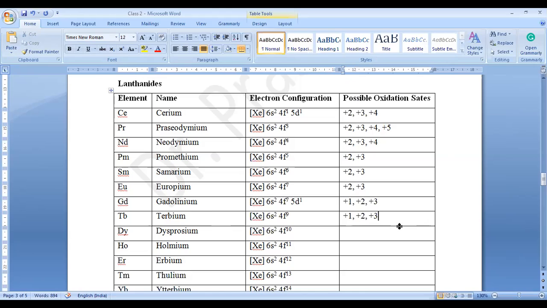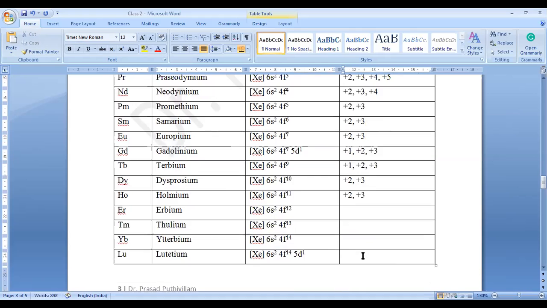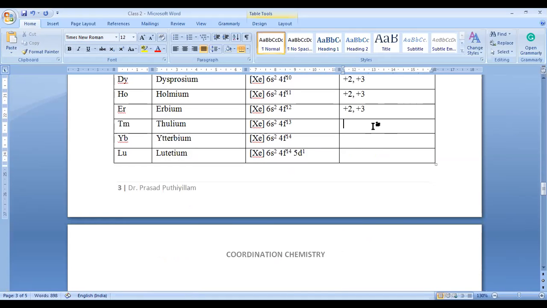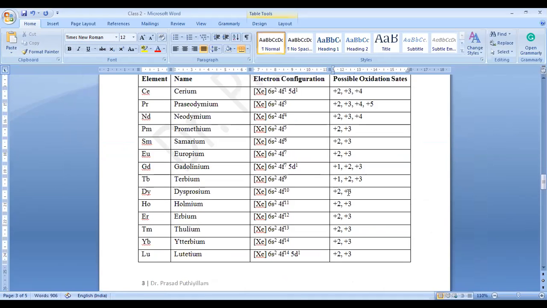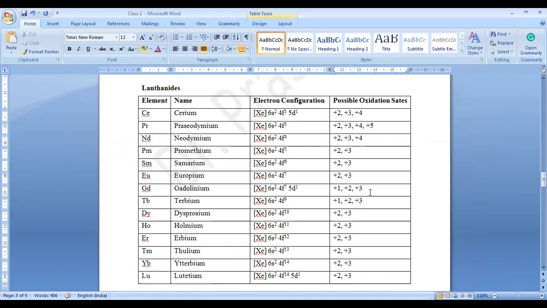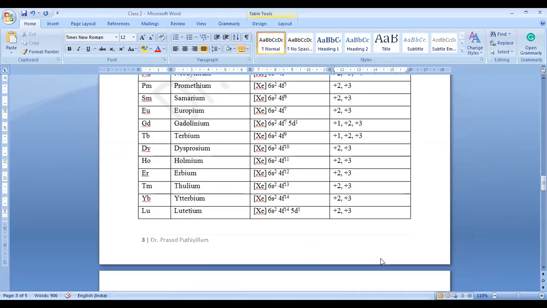Then Dy has got plus 2 and plus 3 oxidation states, and the remaining all also have the same possible oxidation states. So plus 2 and plus 3 is possible for the remaining lanthanides. Okay, these are the possible oxidation states. So these are the lanthanides and their possible oxidation states.